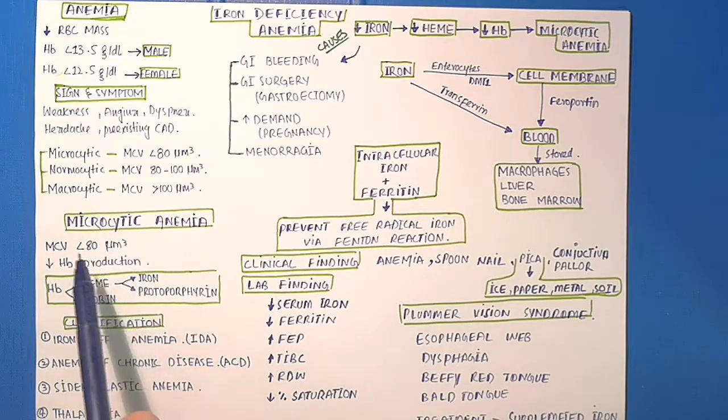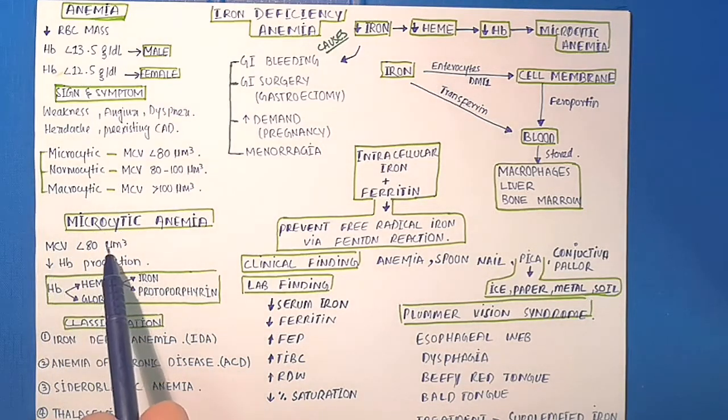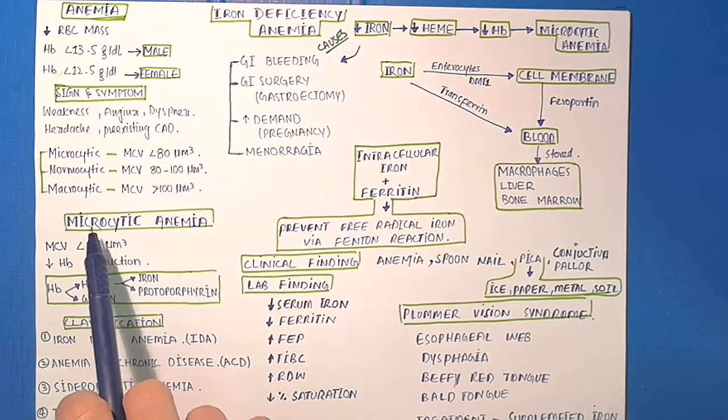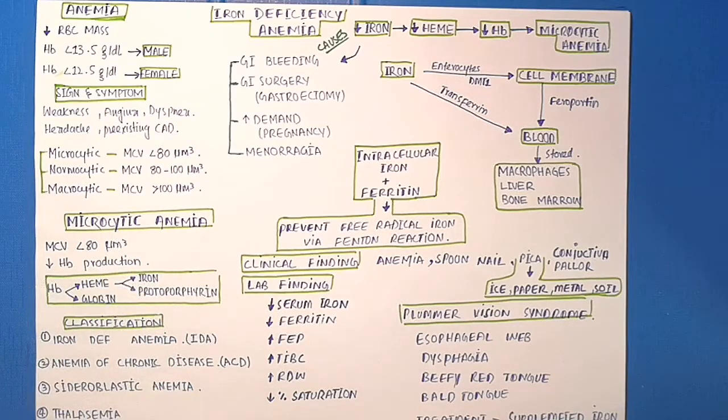Microcytic anemia. An MCV less than 80 is considered microcytic anemia. Microcytic anemia is due to decrease in production of hemoglobin. As hemoglobin is composed of heme and globin, and heme is composed of iron and protoporphyrin, a decrease in any of these components leads to microcytic anemia. Microcytic anemia includes iron deficiency anemia, anemia of chronic disease, sideroblastic anemia, and thalassemia.